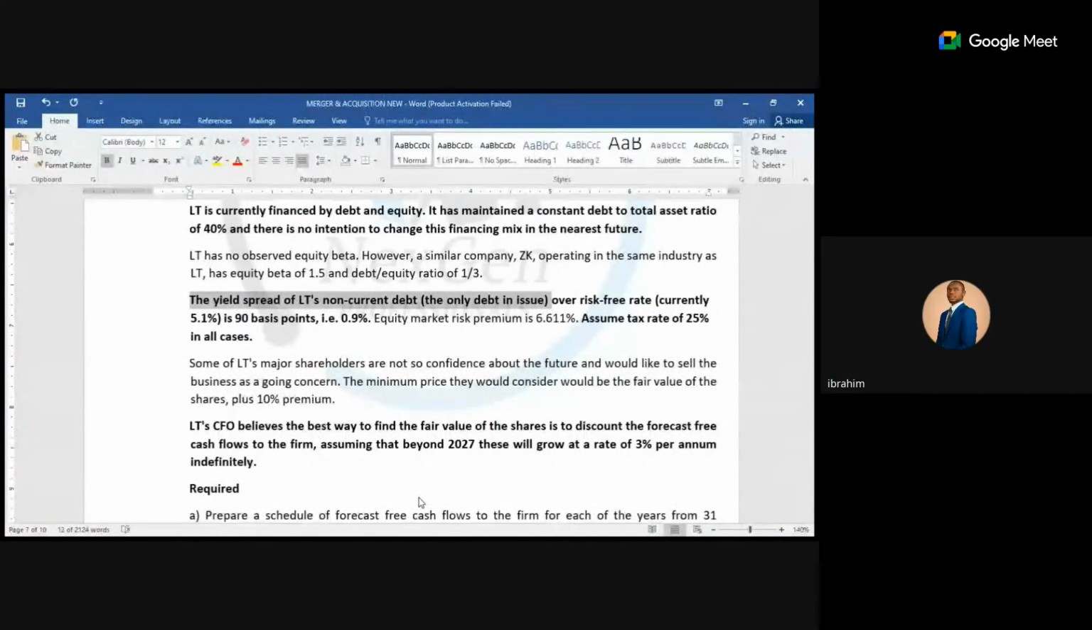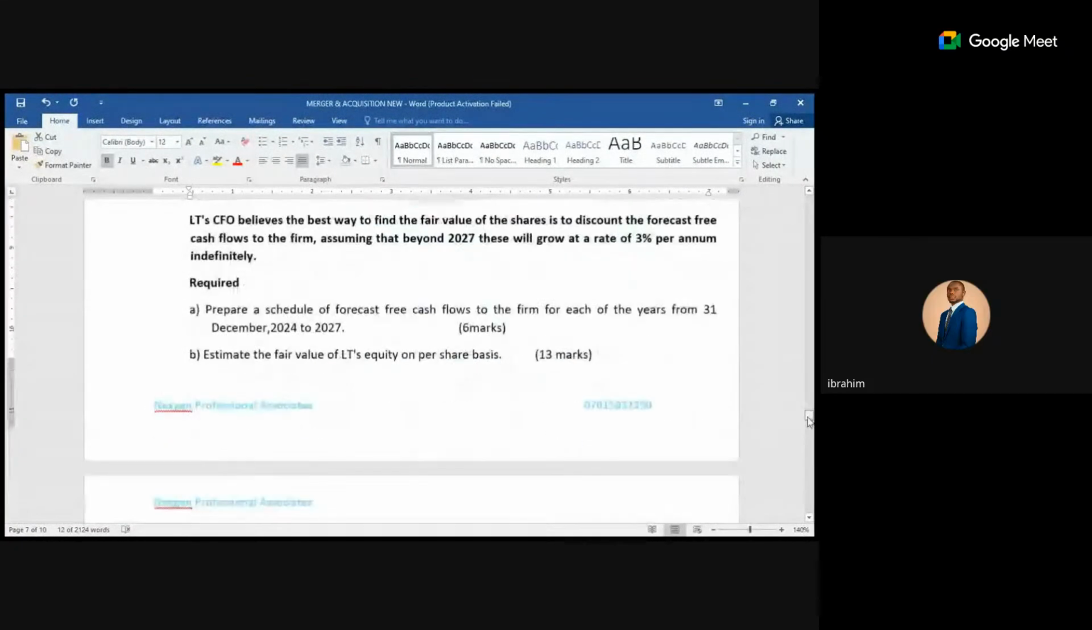So whereby we will now have the 5.1% plus the 0.9 will give us the rate for risk-free, which is the only debt in issue, meaning that your debt, your government debt, is risk-free. When you have the yield spread, it is usually on government bond class. So we can have this, and government bond is risk-free.